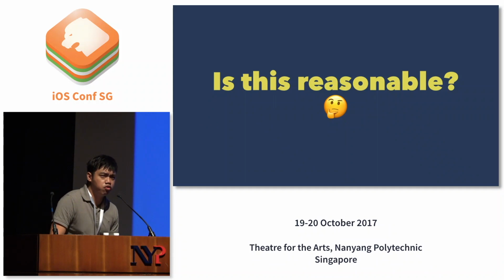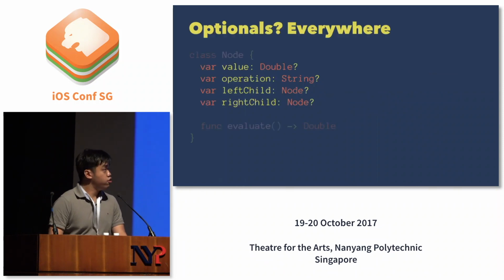Is this a reasonable design? Well, I think it's a good first attempt, but there are a couple of observations that I'll talk about that we can actually improve this. First of all, we notice that there are optionals everywhere, and that's because we don't know what kind of node this will be at compile time.